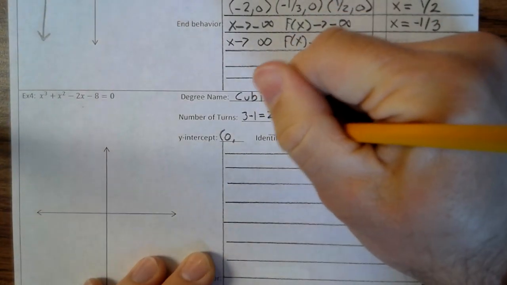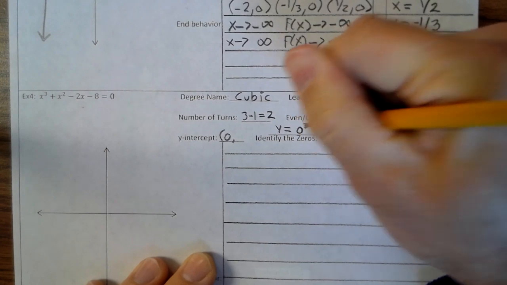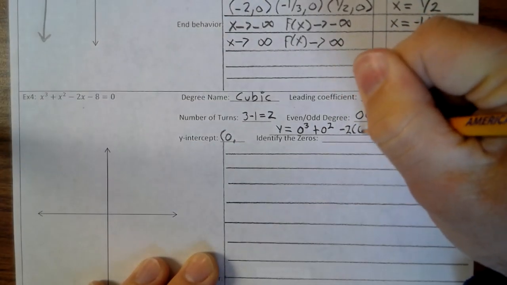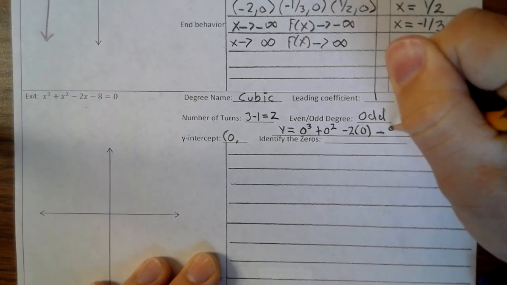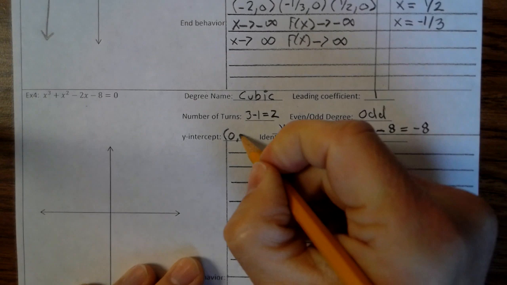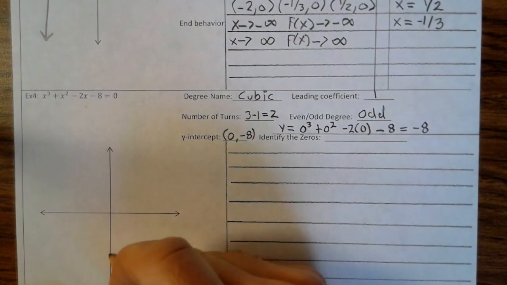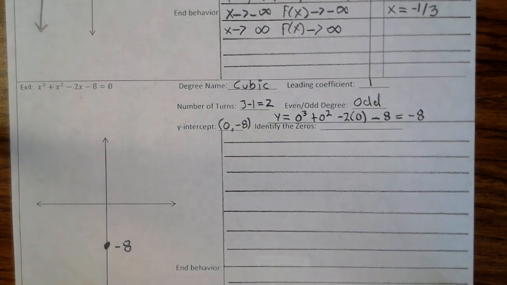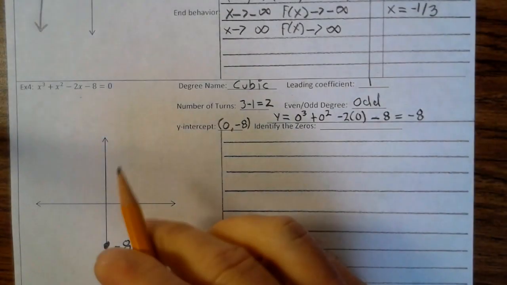So y equals 0 cubed plus 0 squared minus 2 times 0 minus 8, which equals negative 8. We want the point 0, negative 8. So negative 8 right here. Okay. Now, we know it's not factorable. We're going to show you why it's not factorable.